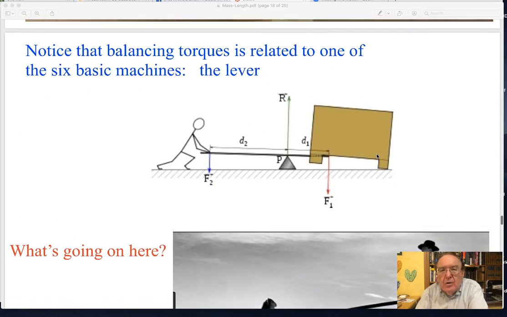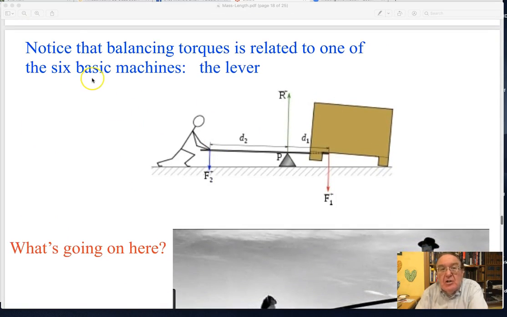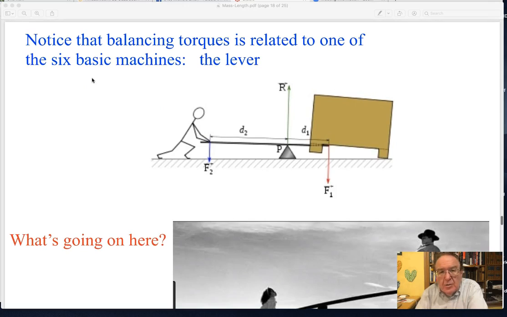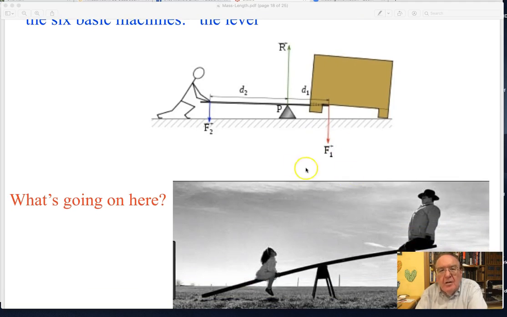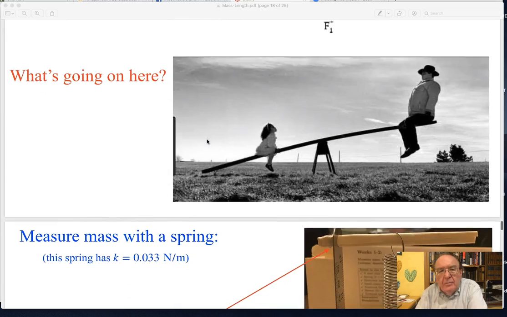So now this balancing of torques is related to one of the 6 basic machines that are discussed in the textbook, actually. The lever, it's called the lever. So here's a person lifting a very heavy crate with a fulcrum and a teeter-totter, basically, a lever. And by pushing down with a small force, F2, you lift up a large force, F1. You can lift up a very heavy crate by using a force which is only a fraction of the crate's weight. So here's a puzzle.